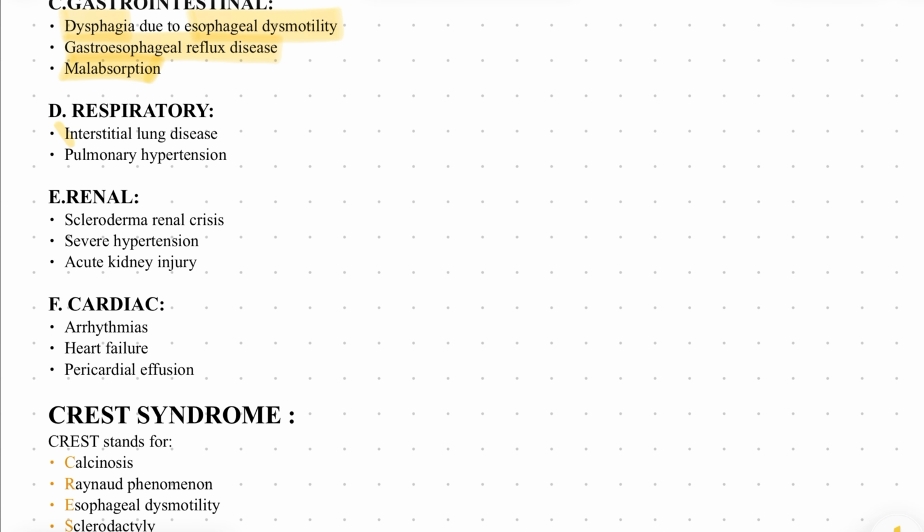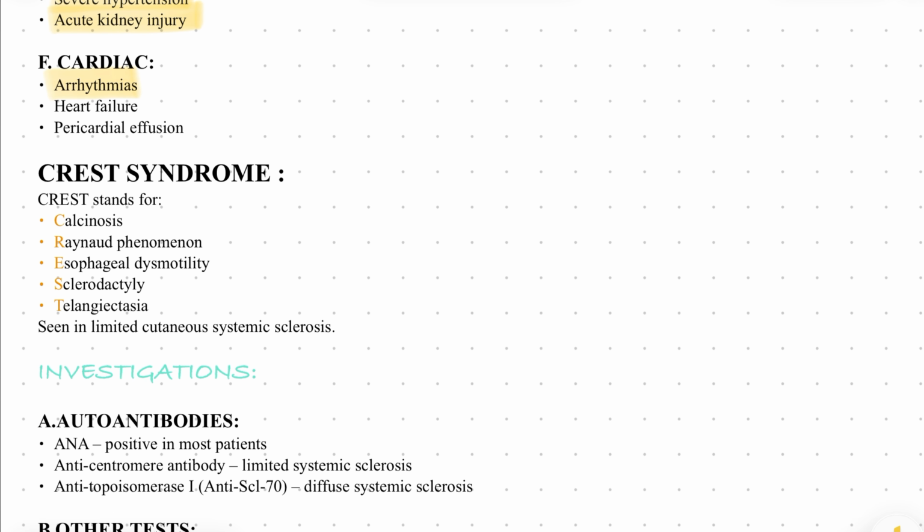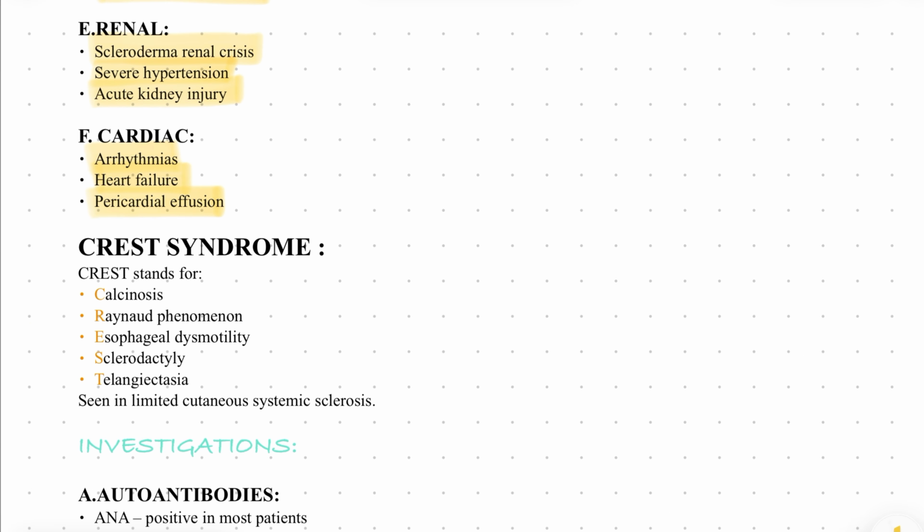Then respiratory, interstitial lung disease and pulmonary hypertension. Pulmonary hypertension is a very important topic. You can go and watch that video under the respiratory system. Then renal, we have scleroderma renal crisis, then severe hypertension, then acute kidney injury. Then cardiac, arrhythmias, heart failure, then pericardial effusion. Every individual one of these topics is very important. You can find them under the individual playlists.